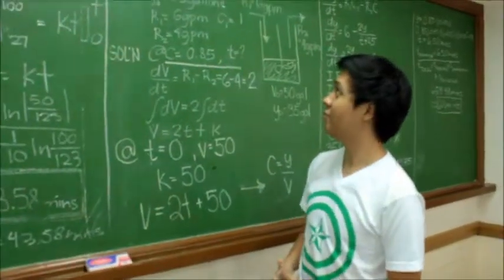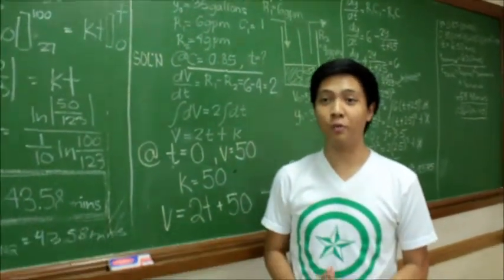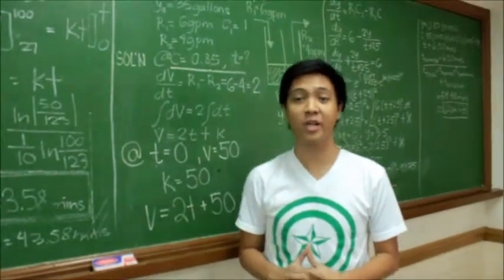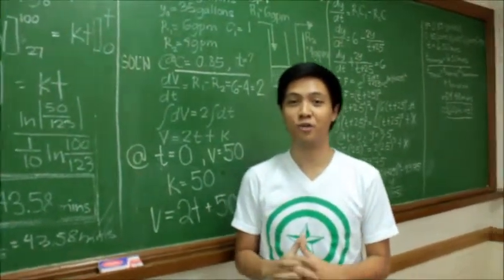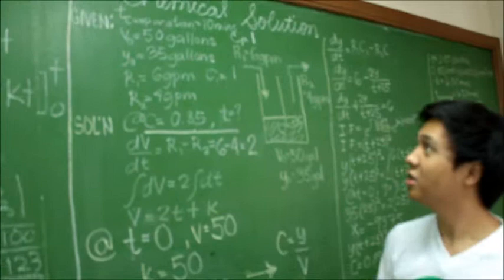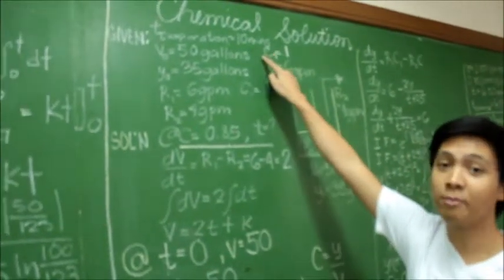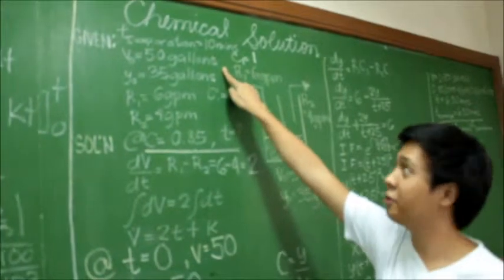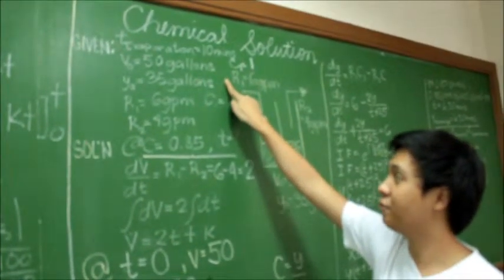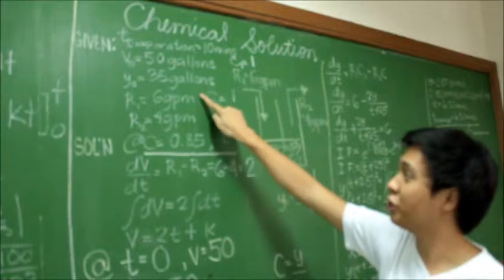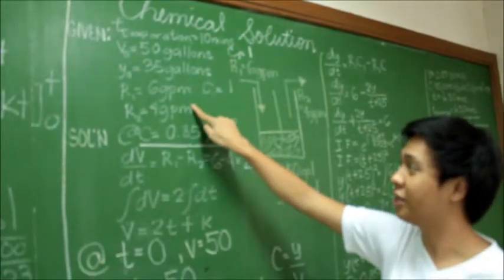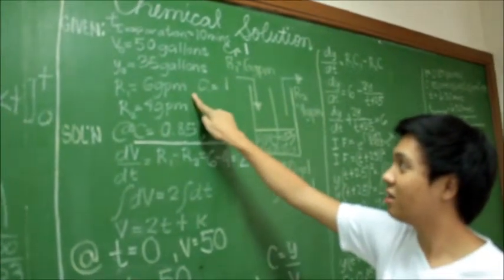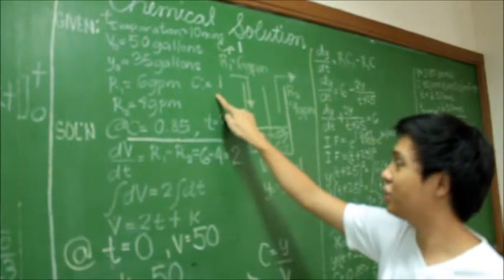This part of the problem is solved using chemical solution, where we need to get the time it takes to get the required concentration of the solution. So here are the givens. Time to evaporate is equal to 10 minutes. Since 50% of the solution already evaporated, 50 gallons is left. Y naught is equal to 35 gallons. R sub 1 is equal to 6 gallons per minute. C1 is equal to 1.